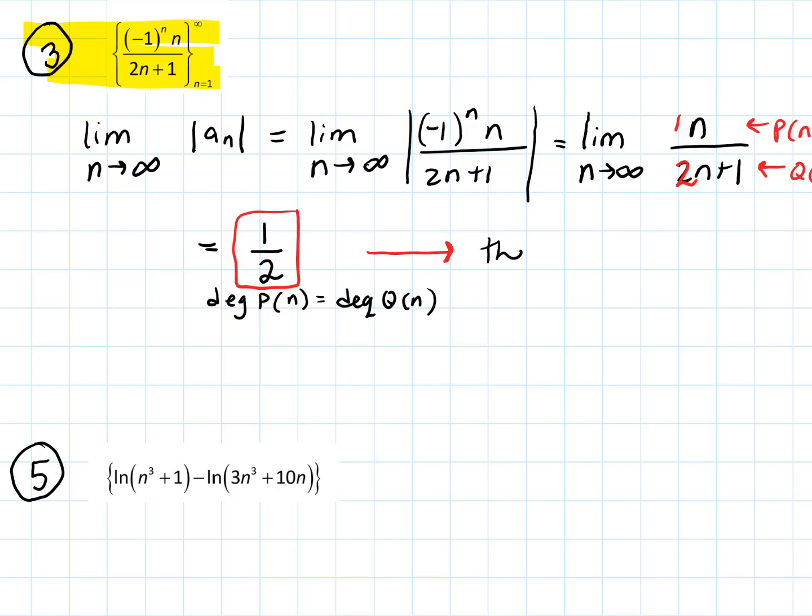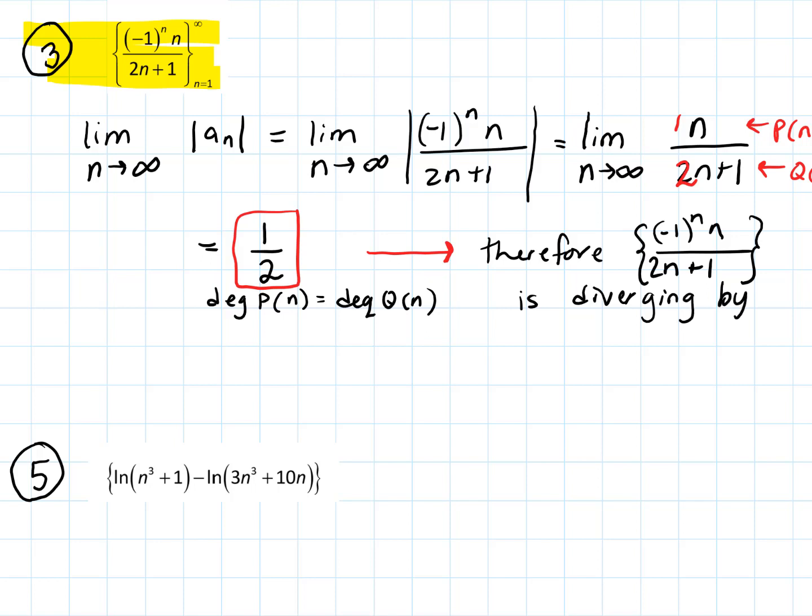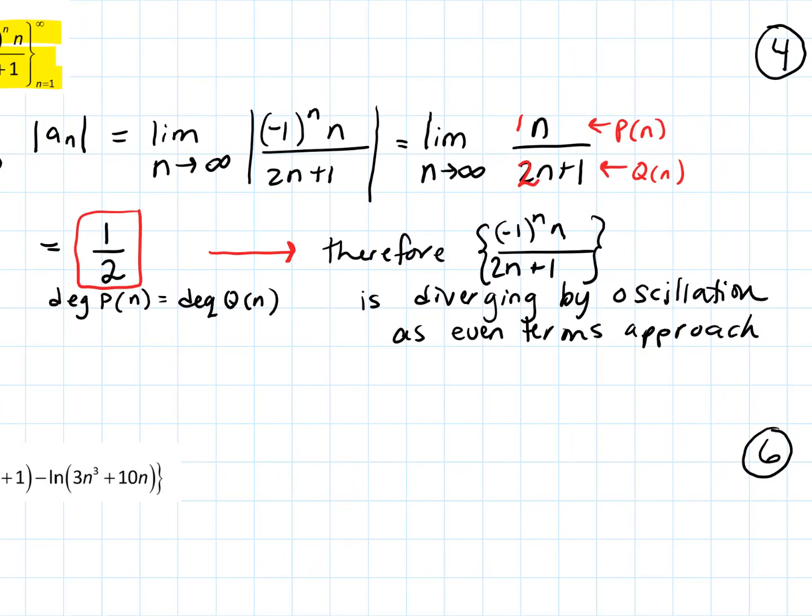We can say, therefore, this particular sequence is diverging by oscillation, as the even terms approach positive 1/2 and odd terms approach negative 1/2. So we have oscillation here.